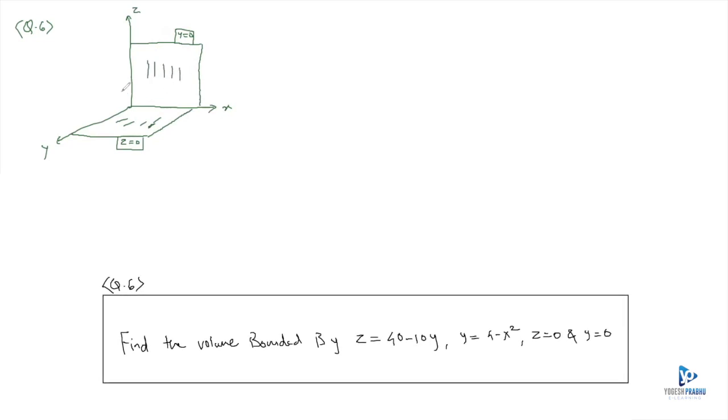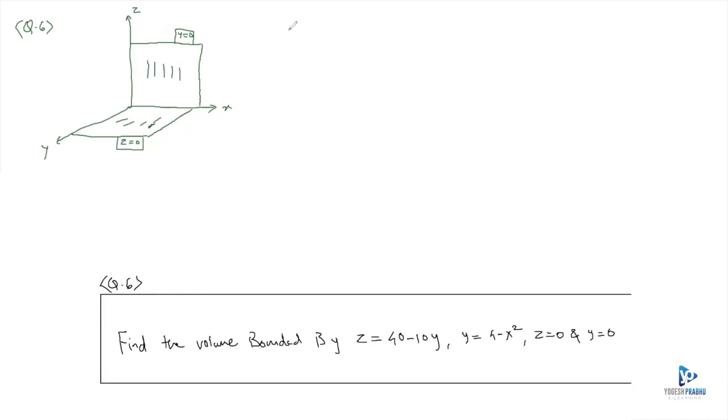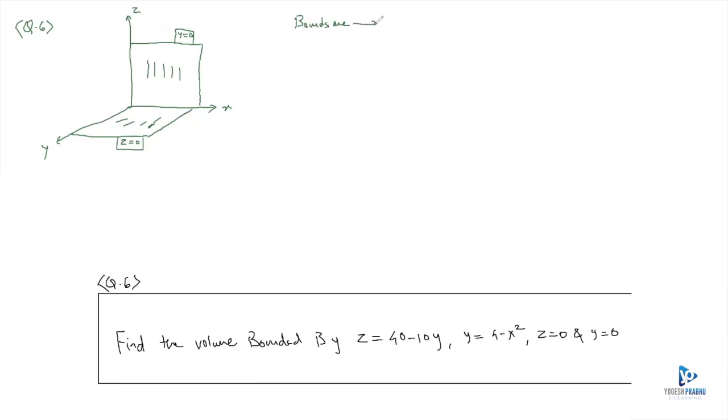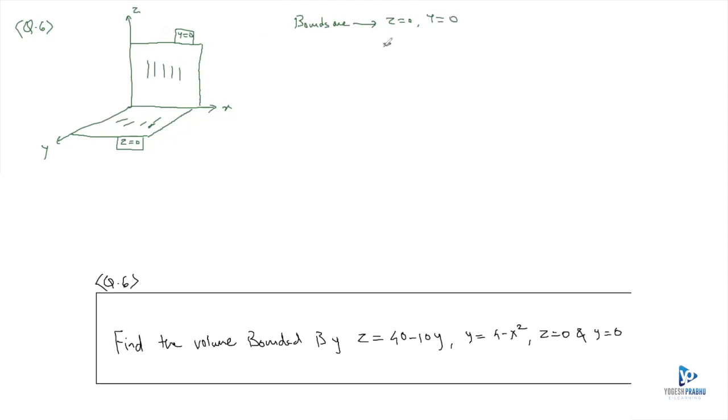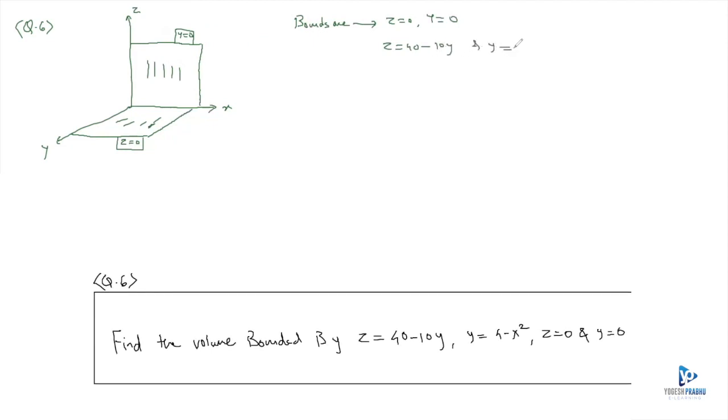That's y equals 0. So it is bounds. What are the bounds? Bounds are z equals 14 minus 10y, z equals 0, y equals 0. Yes. Another are z equals 14 minus 10y and y equals 4 minus x squared.